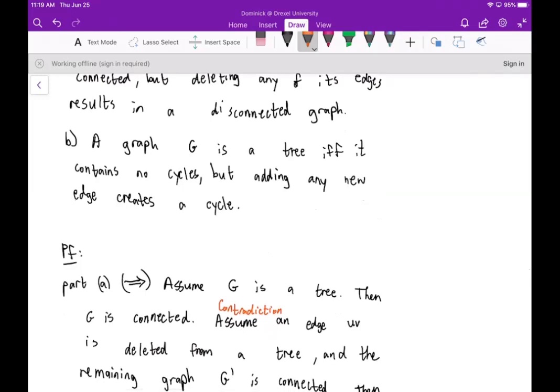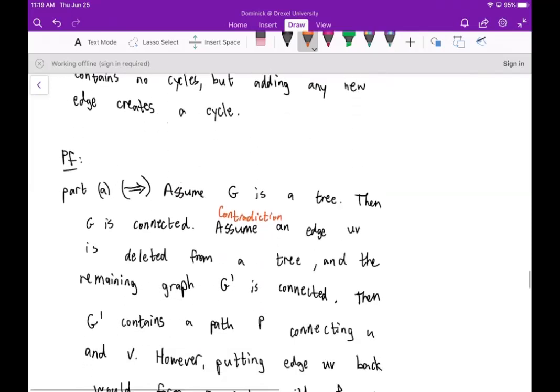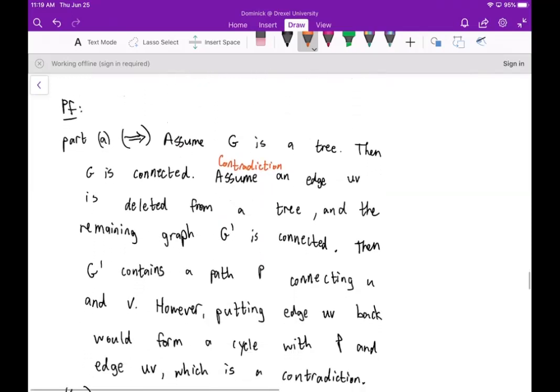Okay, now the proof for part A, right? Now we have an if and only if proof, so we need to prove this in both directions, right? So I need to assume this and prove this in one proof, and then I also need to assume the second part and prove the first part. All right, so the forward direction is that we'll assume that G is a tree, right? Since we're assuming that G is a tree, that means that G is connected by definition, right? Now we're going to go for contradiction and we're going to assume that an edge UV is deleted from a tree and the remaining graph G prime is connected, okay?